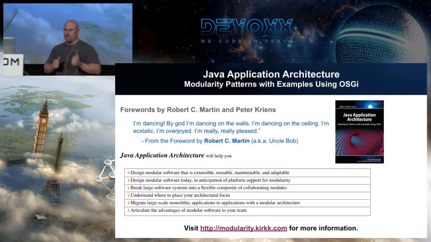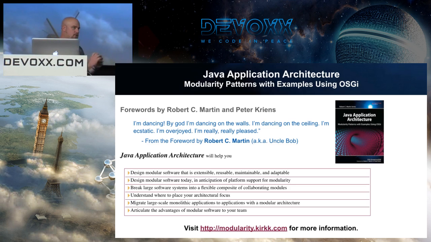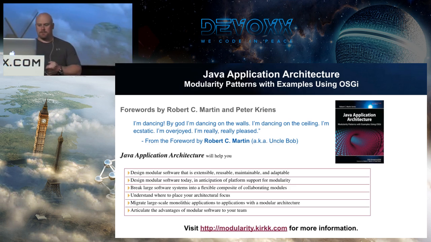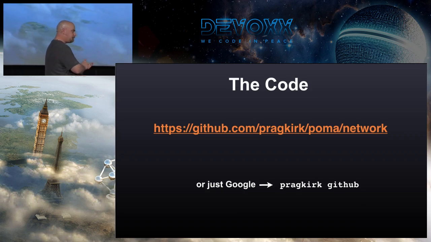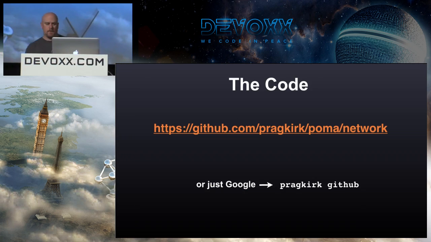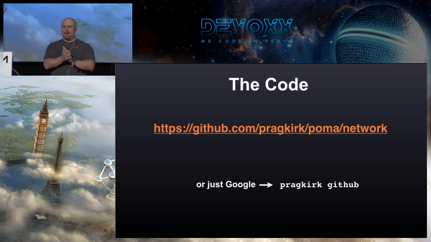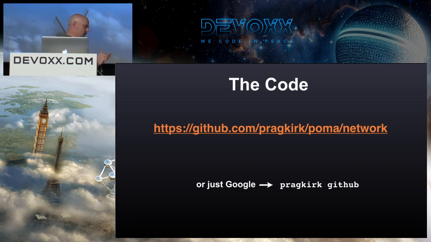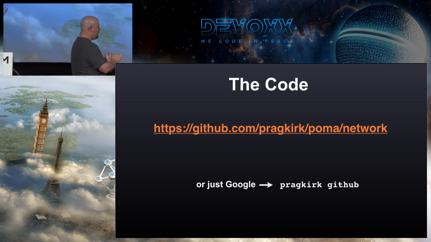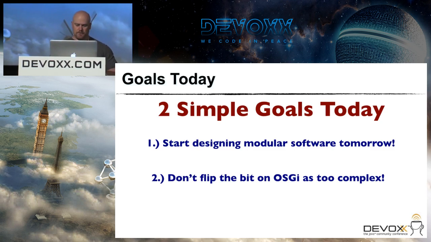This information is based upon the material that was published in my book back in March. The book title is Java Application Architecture, Modularity Patterns with Examples Using OSGi. When we walk through some of the code that you see here, know that all of the code that we demo is available on my GitHub repository. There is the URL for that code. You can also just Google Prag Kirk GitHub and that should take you to it. You'll see 3 different projects there, and we're going to be walking through a certain amount of code from each of those individual projects.